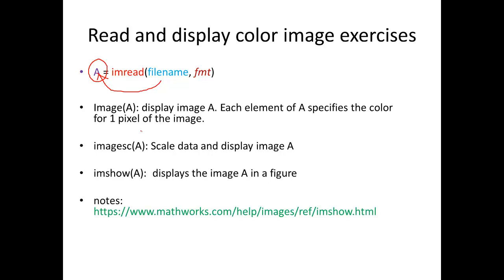There are several ways that can be used to display the color and gray image. In fact, this one can display color, this one displaying color, this one also display color. Also, this one also can be used to display gray image. We will talk about them one by one. There is some difference here. For the first one, we display some image. So each element of A specifies the color for one pixel of the image.